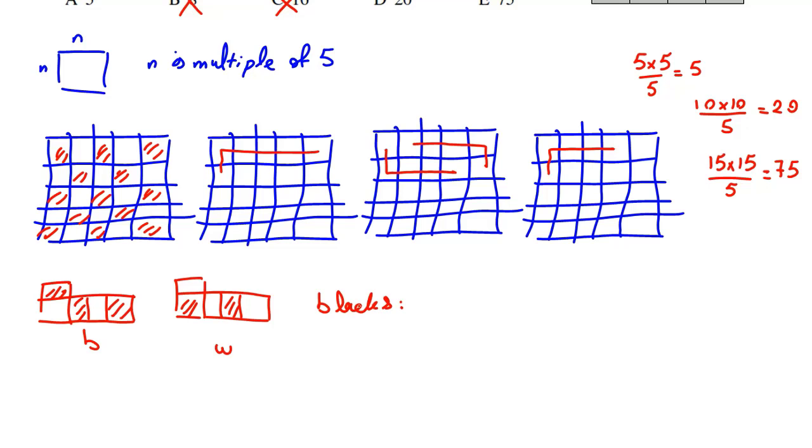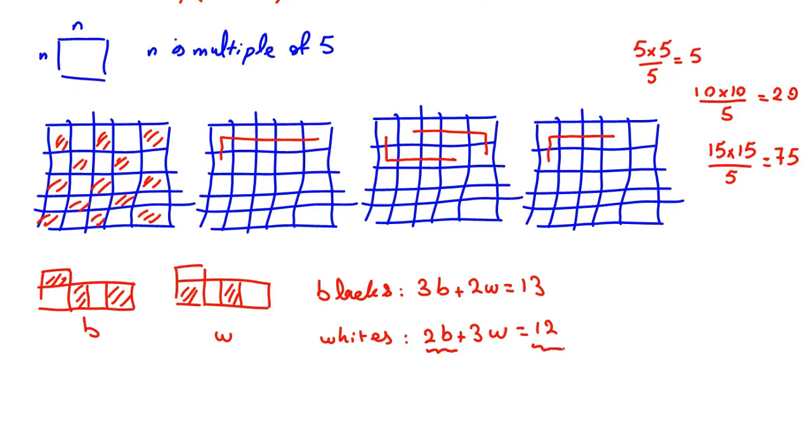So if we consider the number of blacks, if we have b tiles of the first kind and w of the second, 3b plus 2w equals 13. Number of whites: 2b plus 3w equals 12. Now, this is even, so 3w should be even, so w should be even. 12 is a multiple of 3, and 3w is a multiple of 3, so 2b should be a multiple of 3, so b is a multiple of 3.